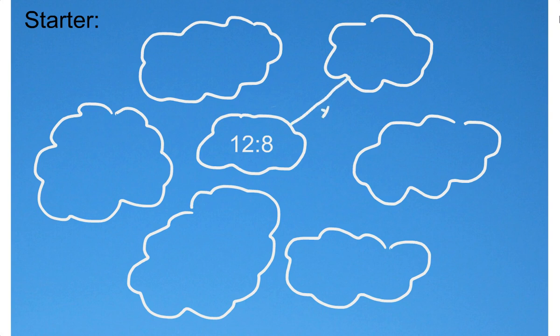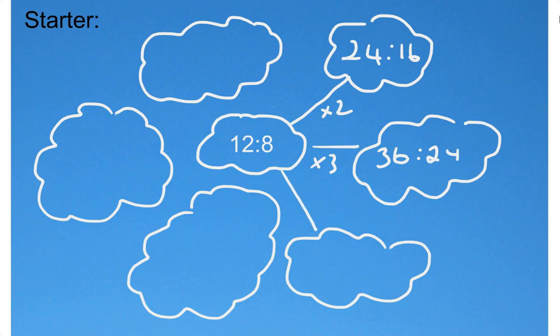If I wanted to, I could double this to get 24 over 16, or I could times it by 3, in which you get 36 over 24, or I could times it by 5, or in this case let's do 10, and you get 120 over 80, which is great. But, as I said, you might be able to simplify it.